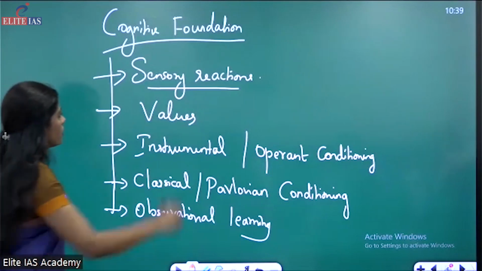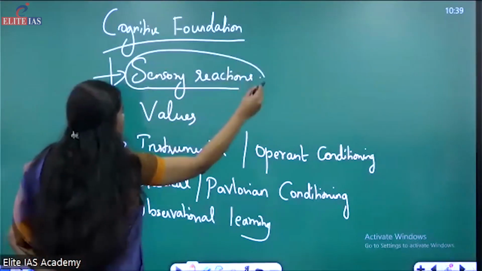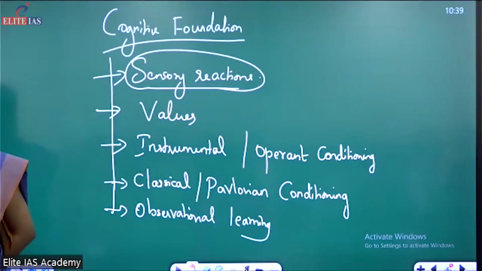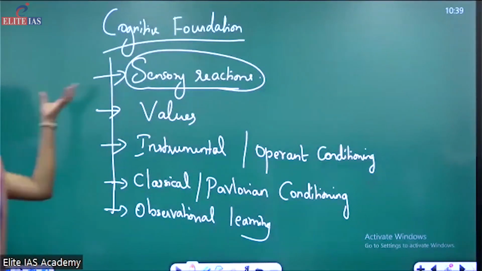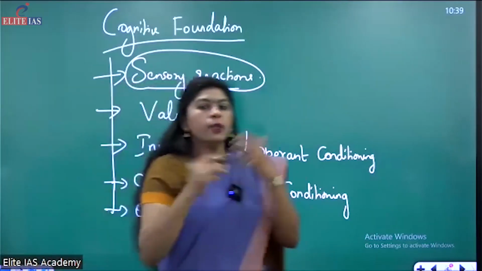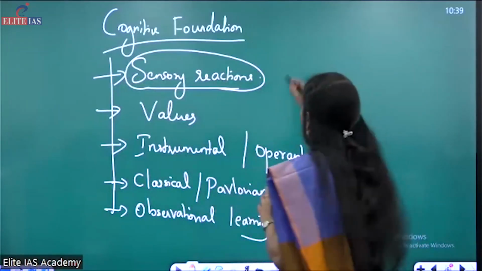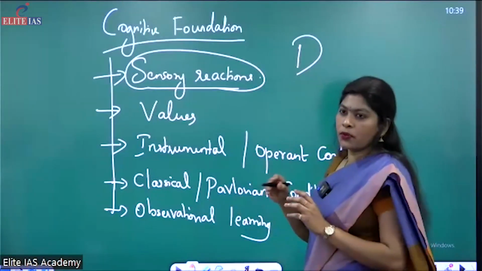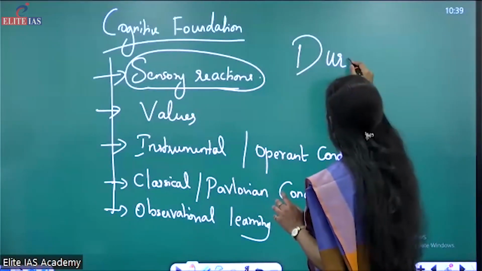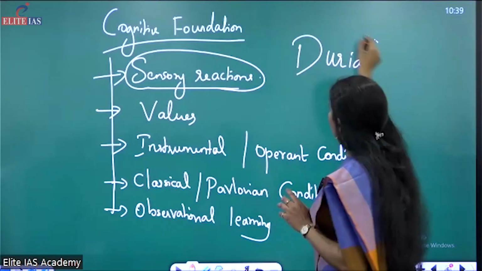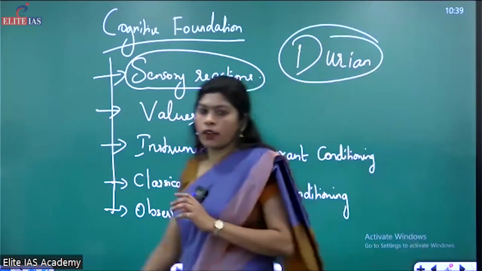So first we'll see the sensory reactions. Through our senses, we are perceiving things. Either we are seeing, listening, or touching, we are sensing it. And the moment we sense, we form an attitude towards that. You know what is durian? It's a fruit, like jackfruit. It has a more pungent smell than a jackfruit. It looks like a jackfruit.